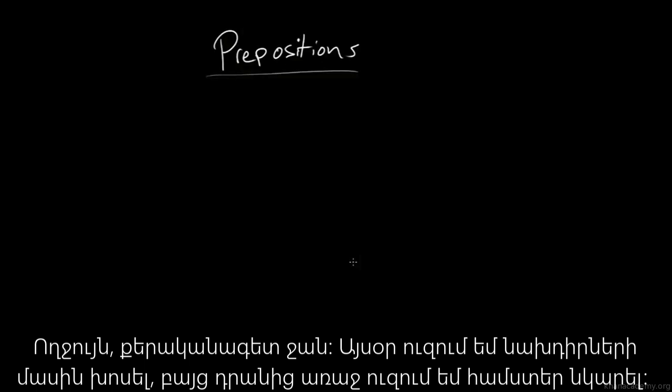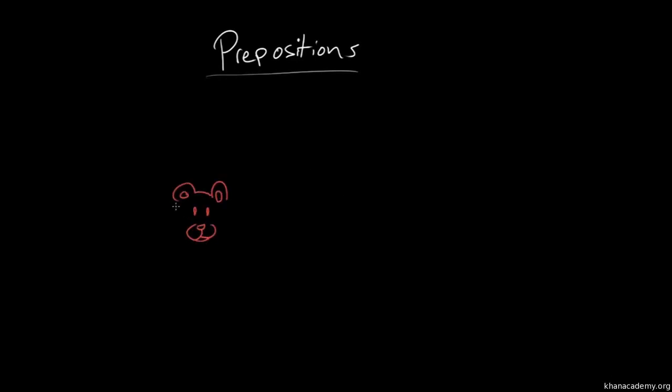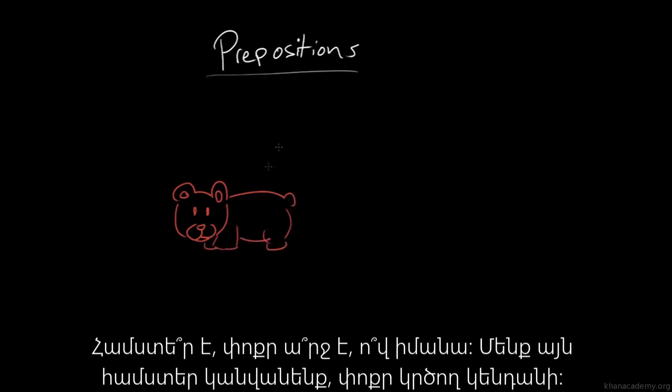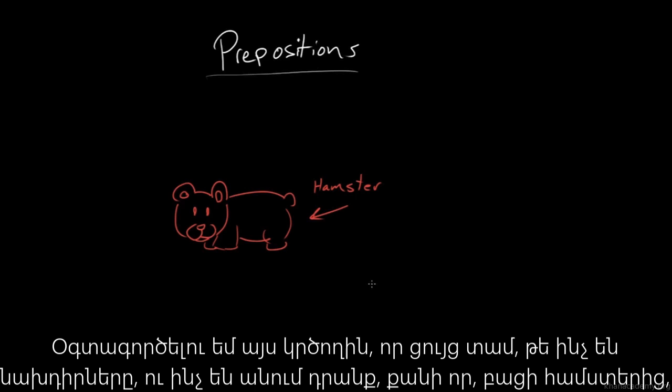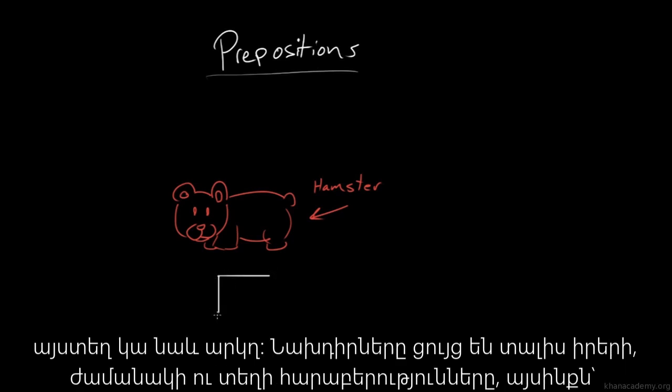Hey grammarians, I want to talk about prepositions, but before I do, I'm going to draw you a little hamster. Is it a hamster? Is it a tiny bear? Who knows? We're just going to call it a hamster, a little rodent-type creature. Now I'm going to use this critter to establish what prepositions are and what they do, because in addition to there being a hamster, there's also going to be this box.